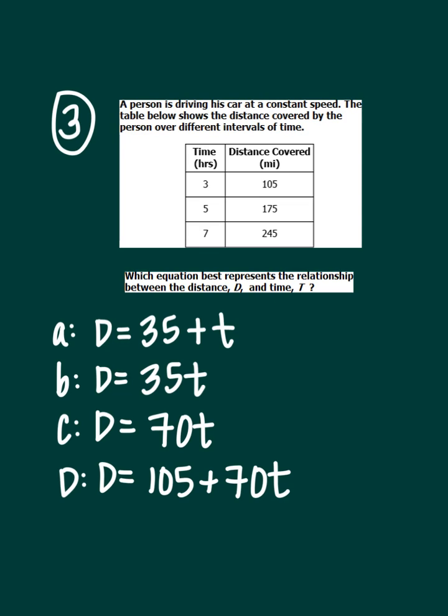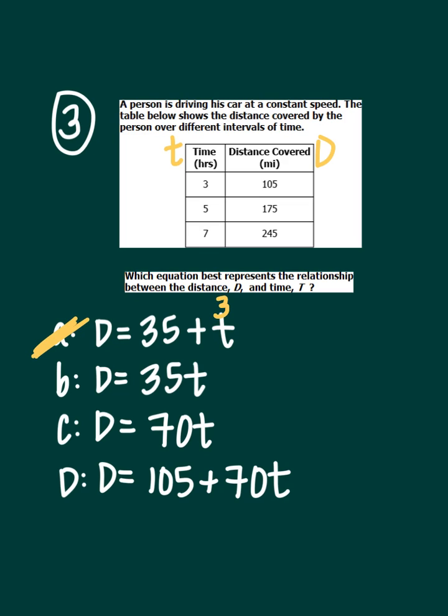Okay, so A says 35 plus T. Well, so again, T is time, and distance would be the letter D. So 35 plus 3, if we plug in 3 right here, that gives us 38, not 105. So that does not work.